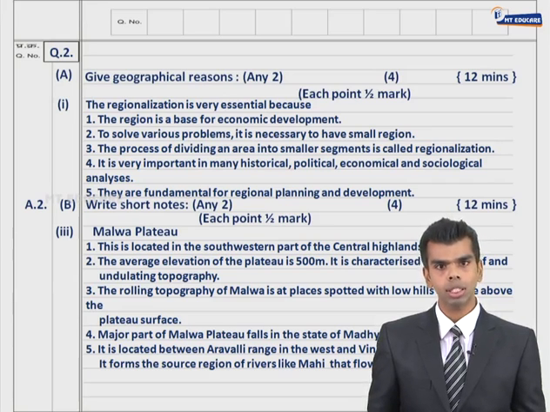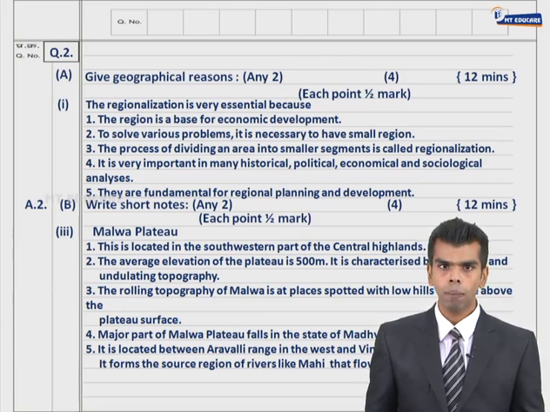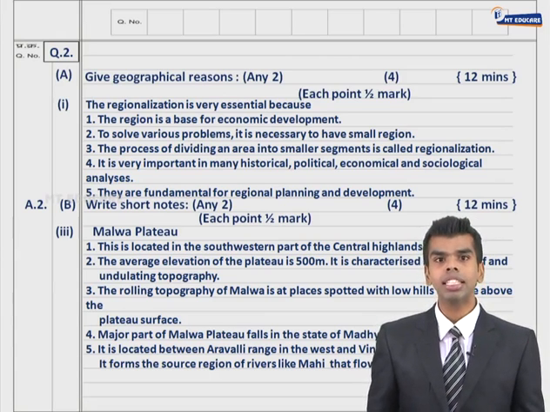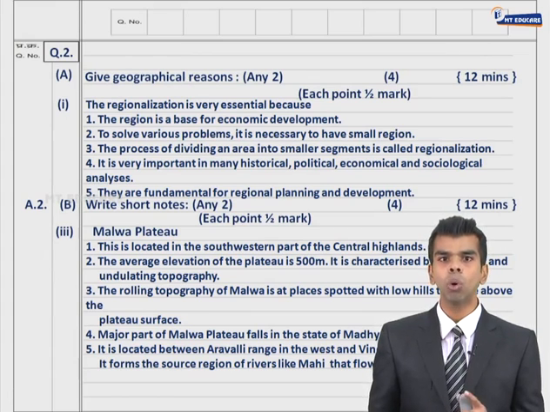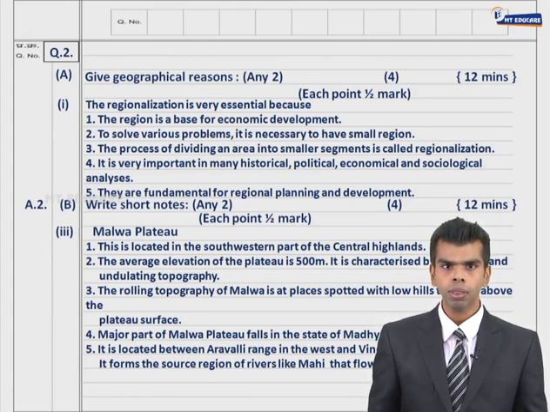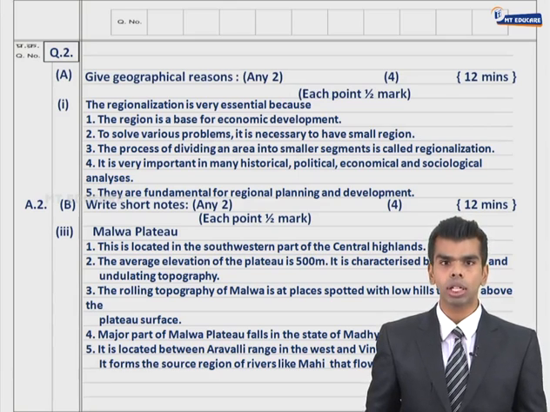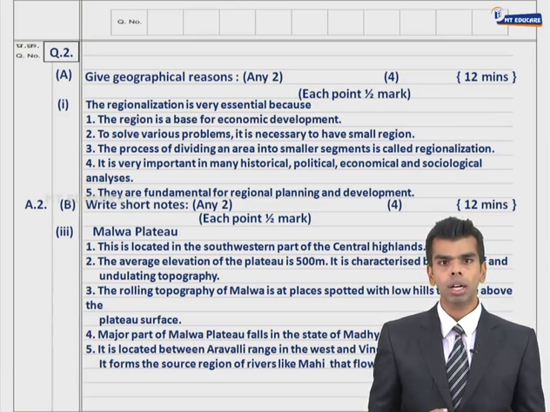Each answer is for 2 marks. That means give reasons will be for 4 marks and short notes will be for 4 marks. Each answer takes 6 minutes. That means 12 minutes for give reasons and 12 minutes for short notes. In simple terms, for both the short answers, we nearly have 24 minutes in our hand. Each answer is of 2 marks. That means half a mark is given for each point. That means for 2 marks, we need to write at least 4 points.